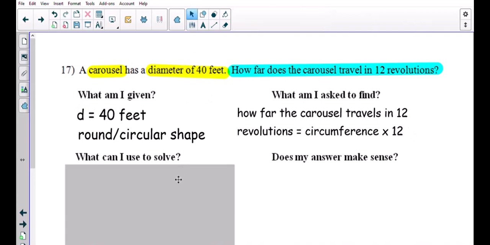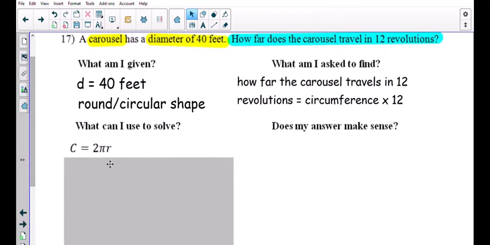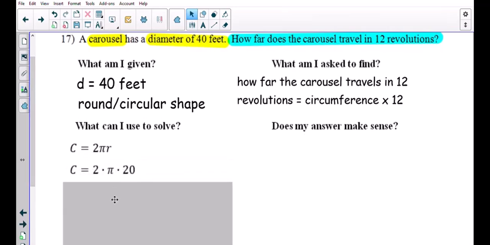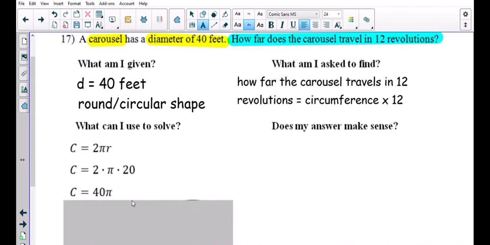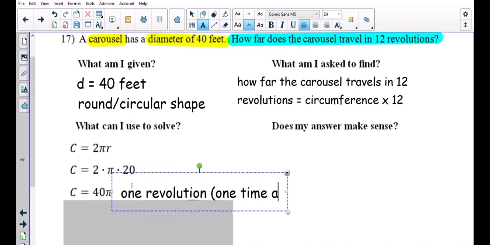So that means we want to use the circumference formula for a circle, which is 2 pi r. Keep in mind I'm given the diameter to be 40 feet, so I want to use the radius, which is 20. So I'll do 2 times pi times 20, which gets me 40 pi for the circumference. And that represents one revolution, or one time around.